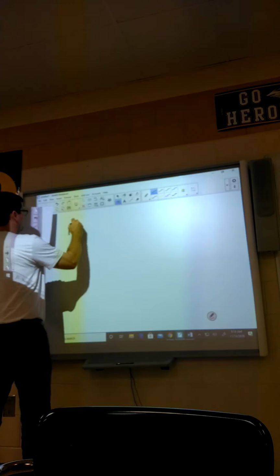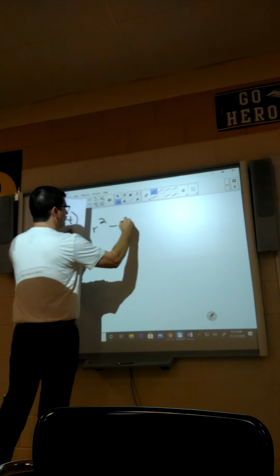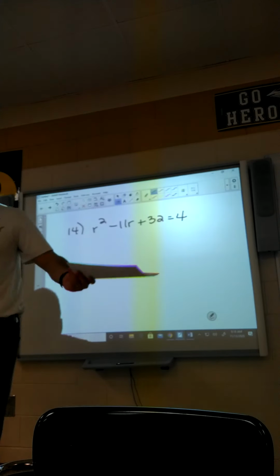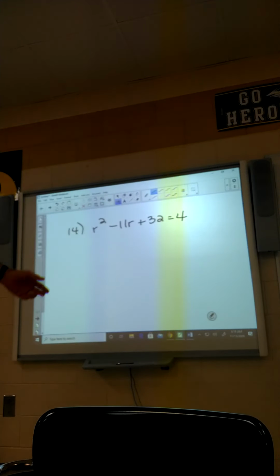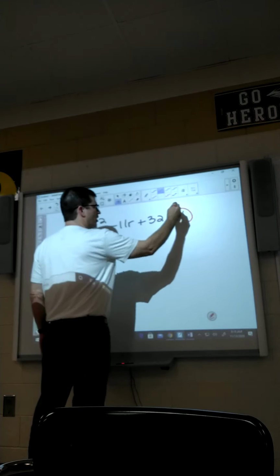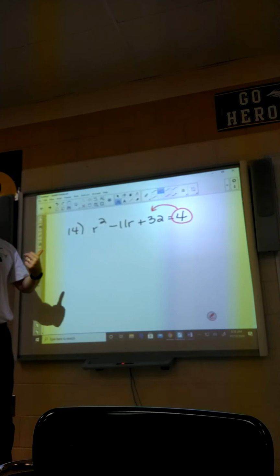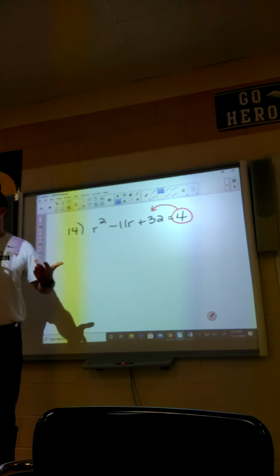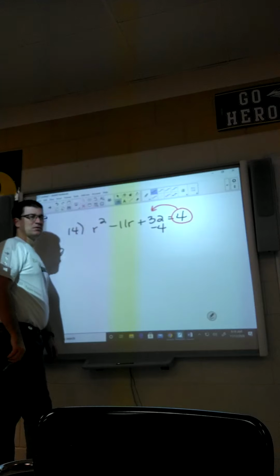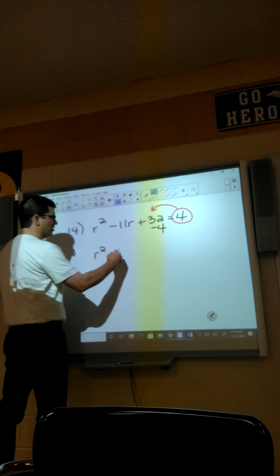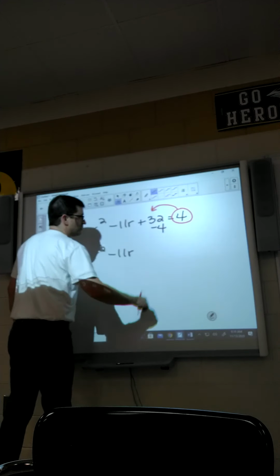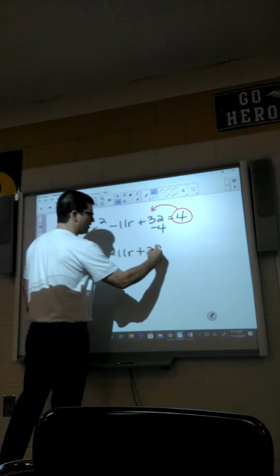Look at number 14 and decide, is it set up correctly? Is it set up in the right order? No. What's wrong with it? It's got a 4 right here. This has got to say equals 0. So I've got to take this 4 and move it over here. When I move it over there, which number is it a like term with? 32. It was a +4, I move it over, I make it a -4. So now my problem is going to be r squared minus 11r. I don't know why I wrote an equal sign. 32 minus 4 is 28. I need y'all to write that down.